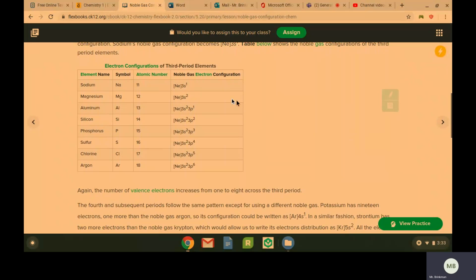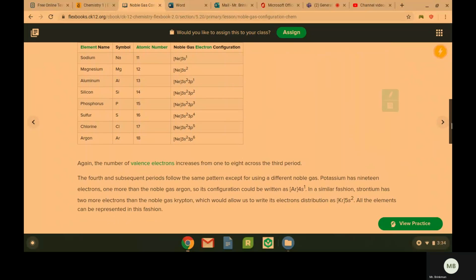As you move from left to right, you just add 1 electron, so you keep the neon there, and then you keep adding electrons into the third principal energy level and put them in the sublevels as they increase.